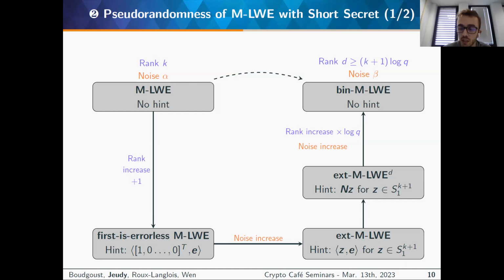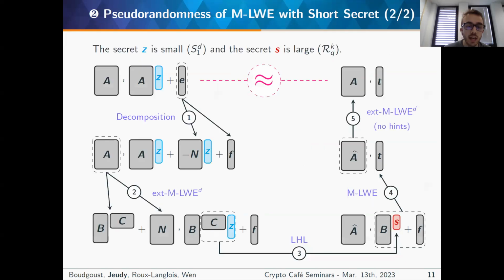And so now I'm going to go back to my previous picture, which is the final arrow here, and try to use this assumption to get the decisional hardness of M-LWE. So I start again with A and AZ plus E. Now I'm first going to decompose the error E into negative N times Z plus F, where F and N are Gaussian elements, and F is a Gaussian independent of Z. Depending on the parameters, I can tweak those a little bit to make it work.